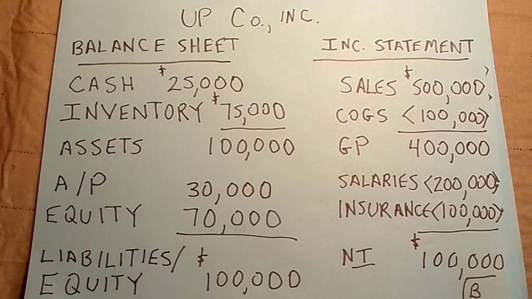On the income statement for Up Company, we have sales of $500,000, cost of goods sold $100,000. Those net to a gross profit of $400,000. But then, as you remember from Accounting 211, we take operating expenses like salaries expense and insurance expense and subtract from gross profit to get to net income.